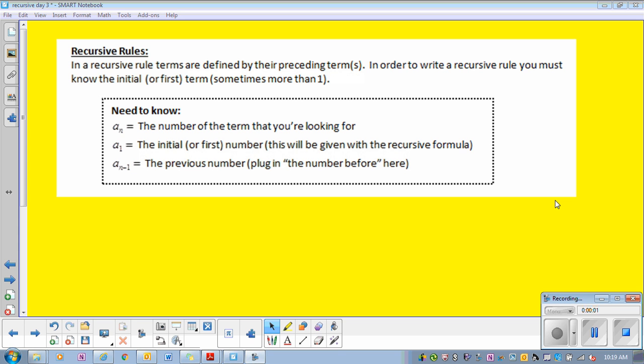We're going to talk about recursive rules today, okay? And with recursive rules, guys, I love this lesson, all right? I need you guys to stay focused on this though, because this stuff is brand new, all right? It should be brand new.